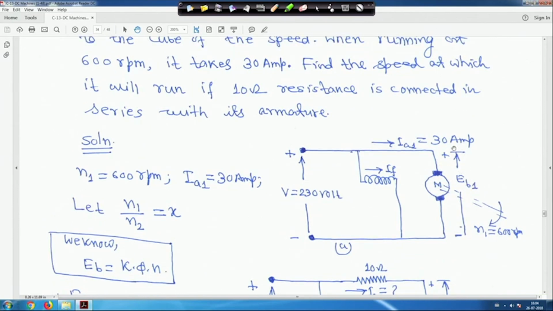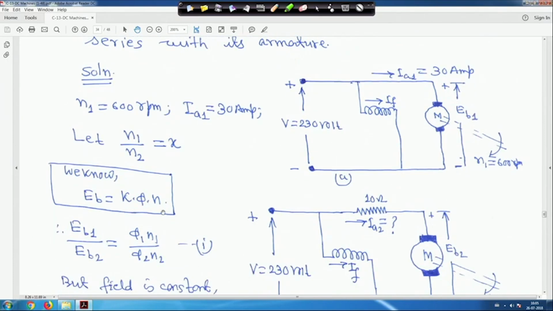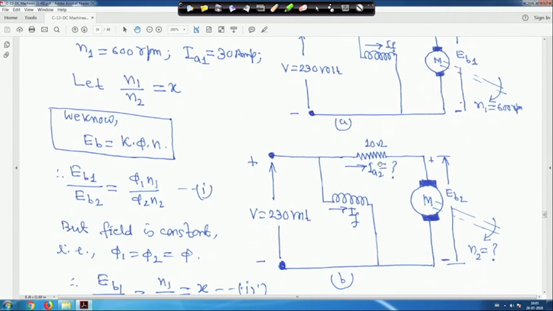This is EB1, the back EMF. Drawing 30 ampere, N1 is given as 600 rpm and V is equal to 230 volt. So, N1 is given, IA1 is 30 ampere, and let N1 upon N2 be equal to x. N1 is the speed for the first case, 600 rpm, and we know EB is equal to K phi N. In the second circuit, a 10 ohm resistance is connected here, and in the second case we need to find IA2 and N2. This is 230 volt, and this is the field current IF.